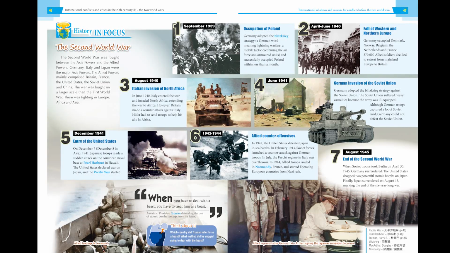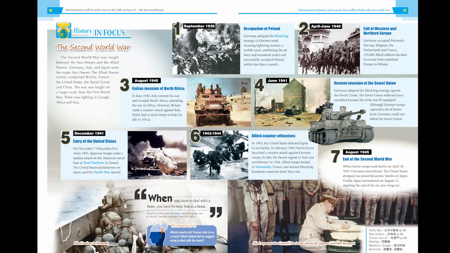History in focus. The Second World War. The Second World War was fought between the Axis powers and the Allied powers. Germany, Italy, and Japan were the major Axis powers. The Allied powers mainly comprised Britain, France, the United States, the Soviet Union, and China. The war was fought on a larger scale than the First World War. There was fighting in Europe, Africa, and Asia.